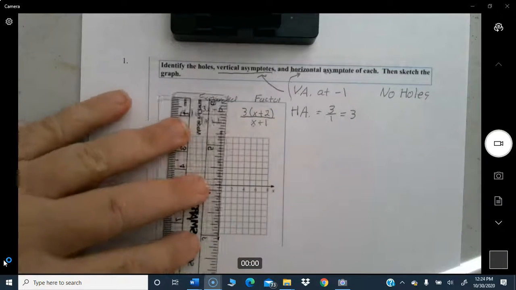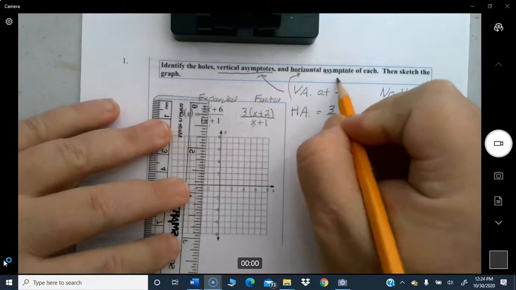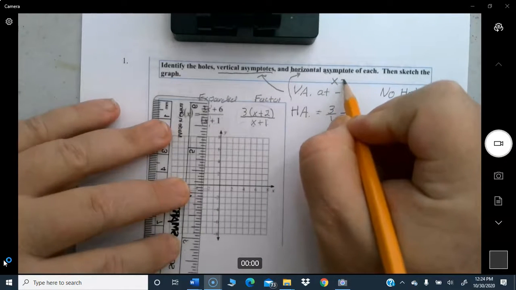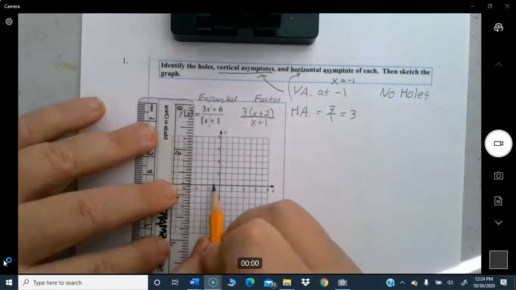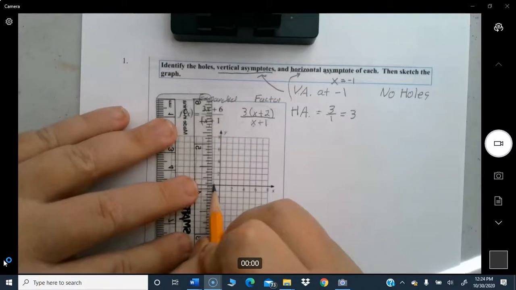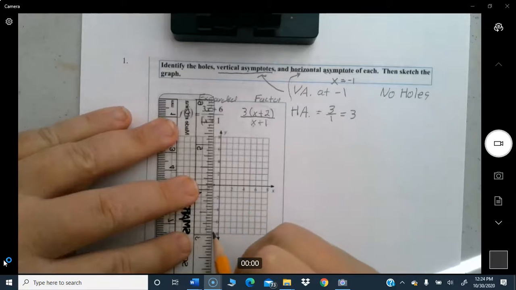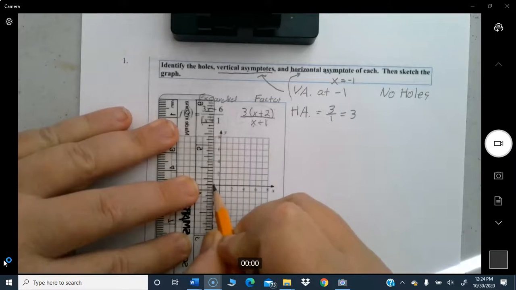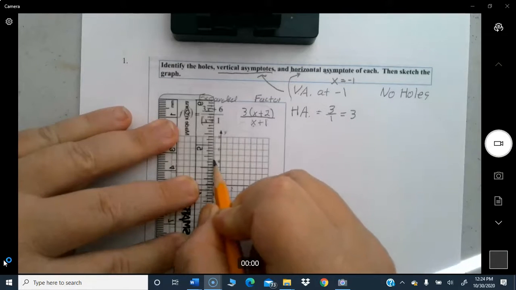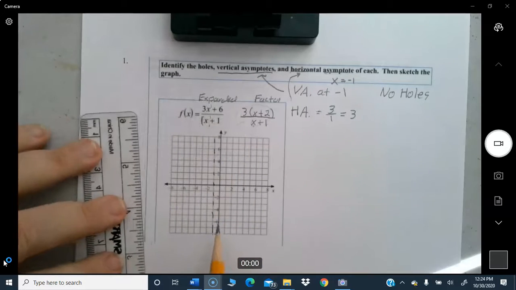Vertical asymptotes go at like this, and what it means is it's at x minus 1. Let me be more specific. X equals minus 1. So that's right here on this graph. So I'm going to come here and write it at, this is vertical. It's going up and down at x equals -1. I'm going to just draw a dashed line. That means the graph cannot touch or cross over that line right there.